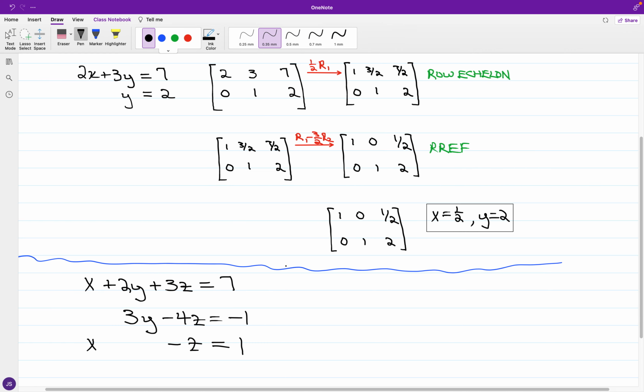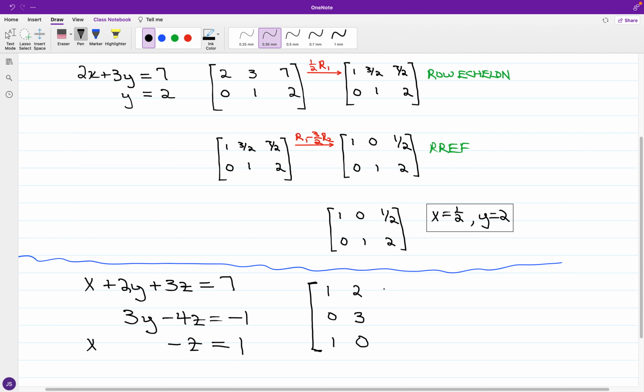setting up the system in terms of a matrix. If you notice, x is present in only the first and the last equations. So for the coefficient setup, we have 1, 0, 1. For y, we have 2 from the first equation, 3 from the second, but there is none from the last.